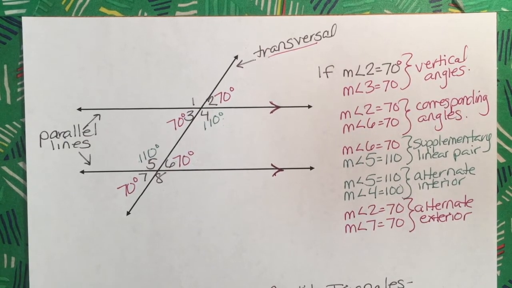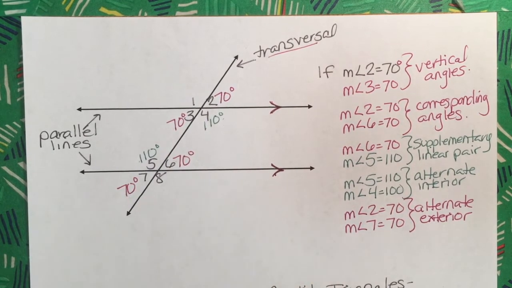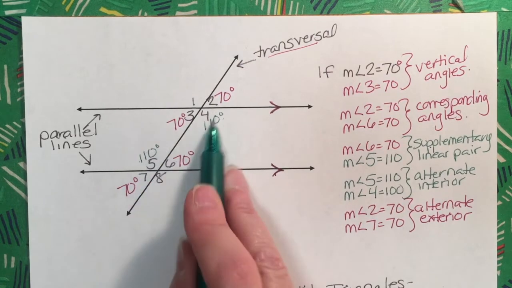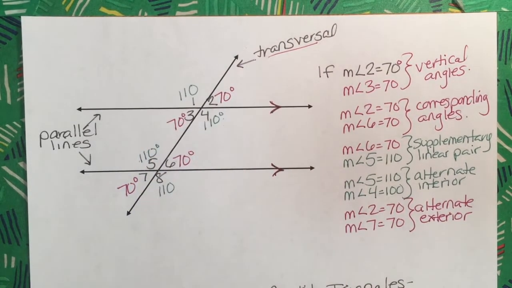And another thing to remember, you guys, when you have a situation like this, two parallels with a transversal, there's only two angle measurements. Every angle here is either 70 or 110. All of my acute angles are 70. All of my obtuse angles are going to be 110. Okay? So every one of these pairs of angles, you pick any two angles, they're either going to be equal to each other or they're going to add up to 180.